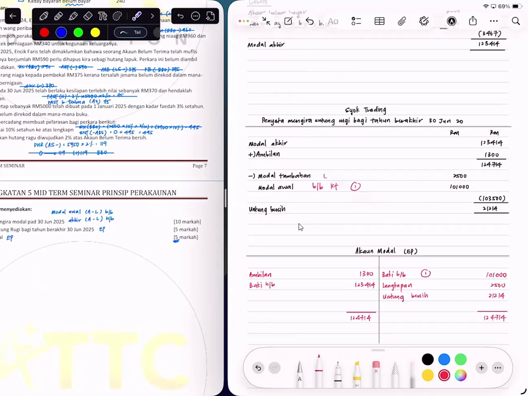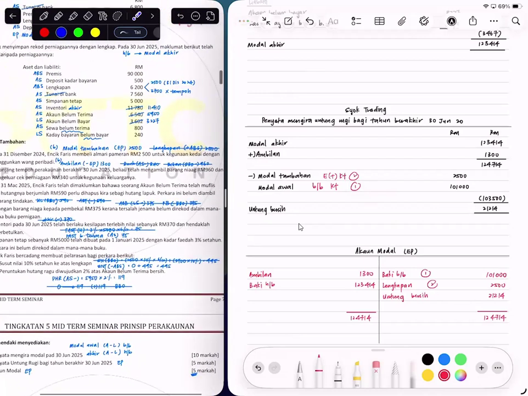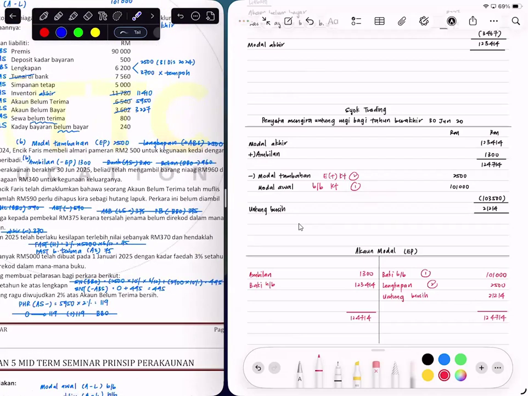So EP is getting more, supposed to be on the credit side also. So record it here, but you cannot write the bullet as modal tambahan into account modal, right? Then check in the question. Just now, what is the another account for the transaction of modal tambahan? Modal tambahan together with lengkapan, right? If I'm in account modal, I cannot write modal tambahan into my bullet. I need to write the another one. That's why I write it lengkapan here.